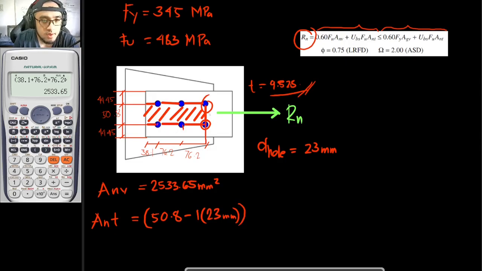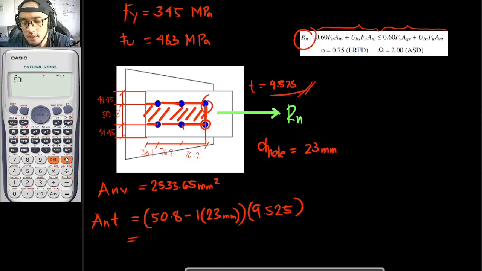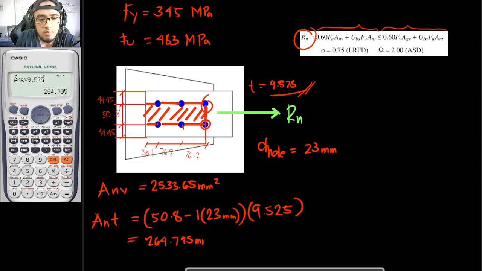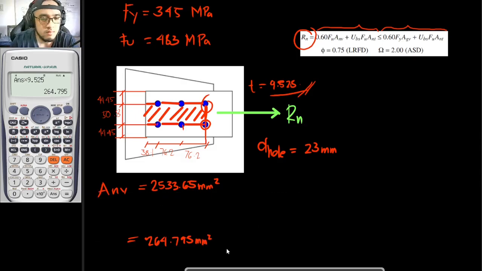So that is for this length right here, and for us to get the area, we must multiply it by the thickness of 9.525. So solving for this, our answer here would now be equal to 264.795 millimeter squared. So this is for A and T.